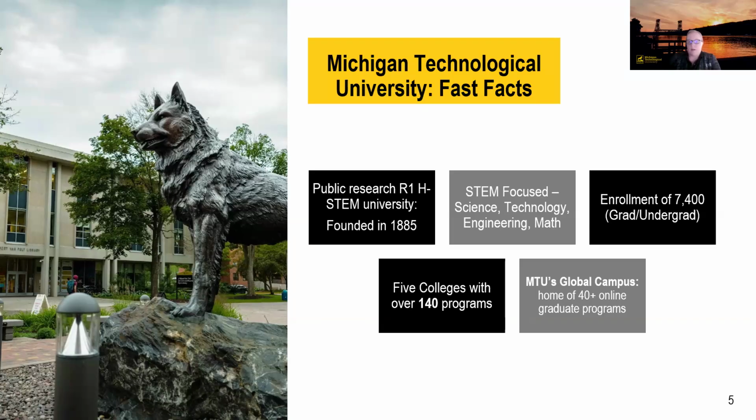If we fast forward 140 years from our founding, we are now a STEM university focusing on science, technology, engineering, and math. Our enrollment is over 7,400 students in our graduate and undergraduate degree programs. About 80% of that is our undergraduate students. About 20% of that makes up our graduate school population. We have 5 colleges with over 140 programs. That includes business, computing, engineering, forest resources and environmental science, and sciences and arts.